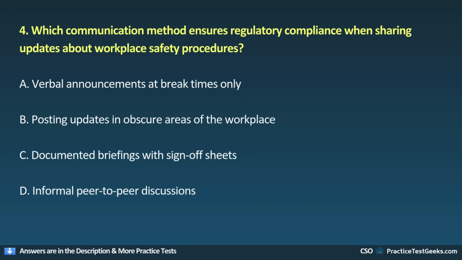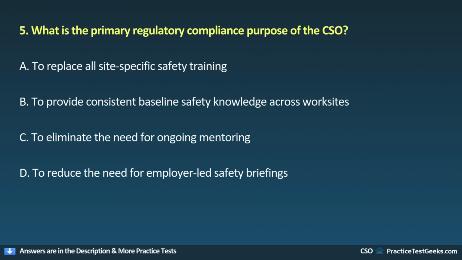4. Which communication method ensures regulatory compliance when sharing updates about workplace safety procedures? A. Verbal announcements at break times only. B. Posting updates in obscure areas of the workplace. C. Documented briefings with sign-off sheets. D. Informal peer-to-peer discussions.